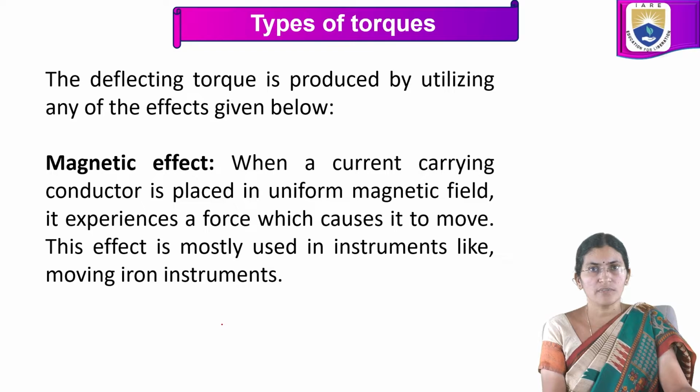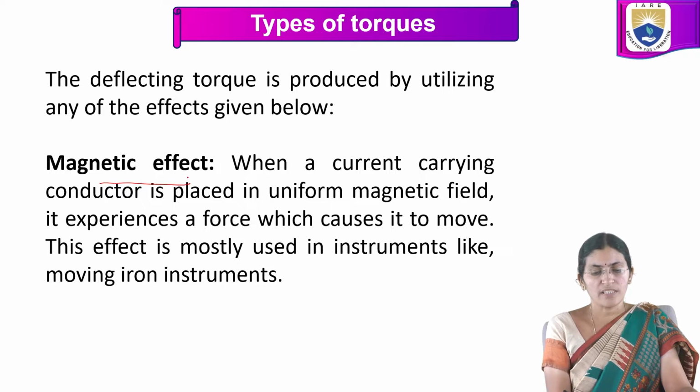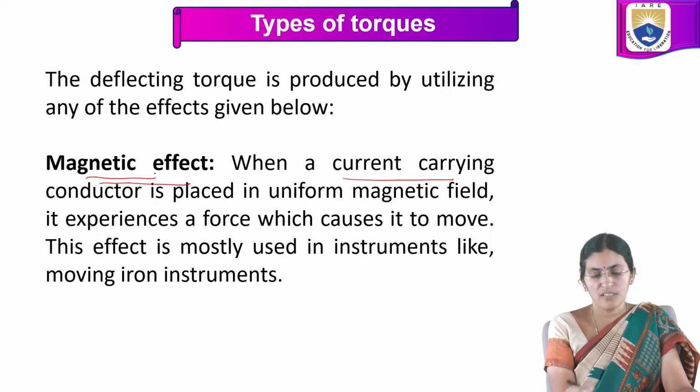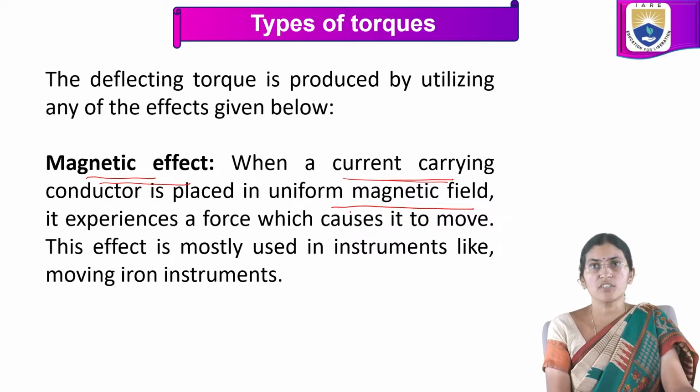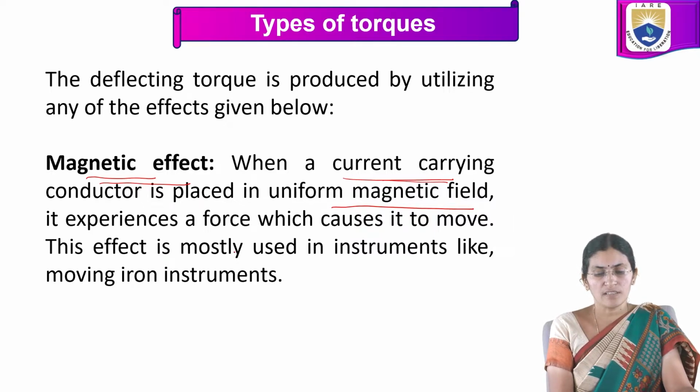We have discussed all these effects in the last class. Let us see once again. First one is the magnetic effect. The necessary requirements for this magnetic effect are a current carrying conductor and a magnetic field. When these two conditions are met, a current carrying conductor placed in a magnetic field will experience a force, due to which the conductor will move. This effect is mostly used in moving iron instruments, also called MI instruments.